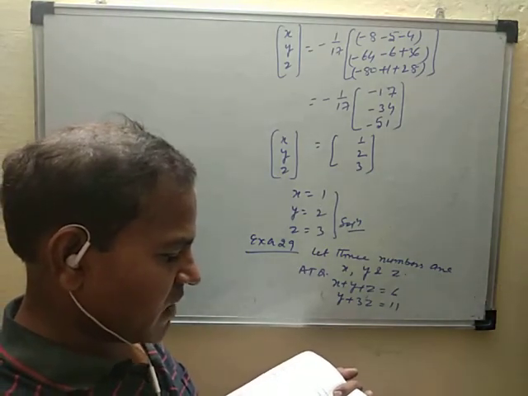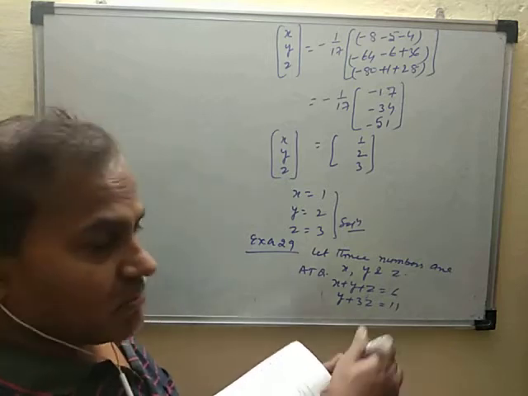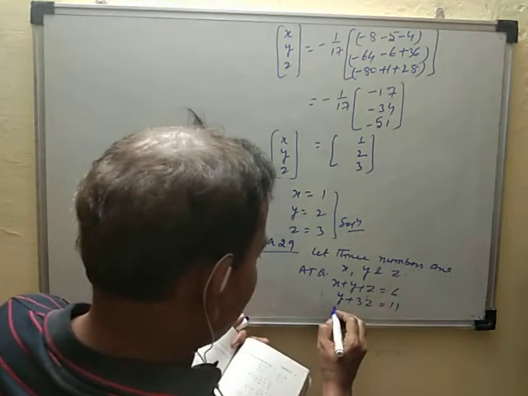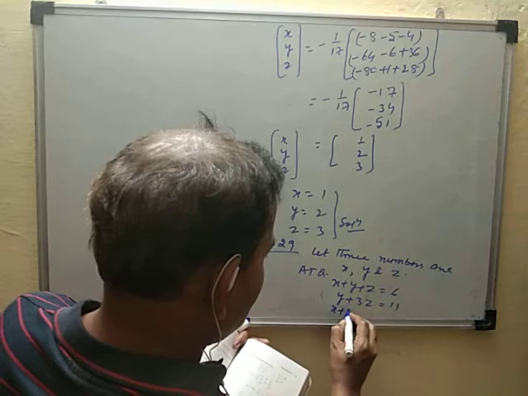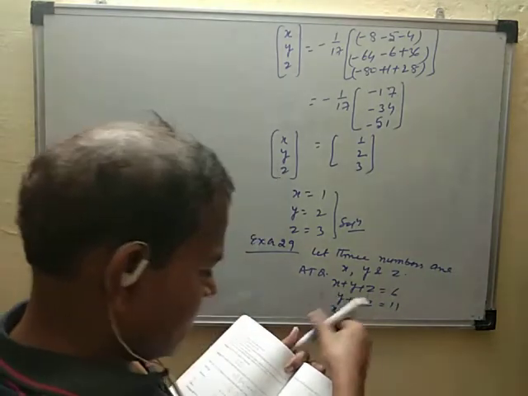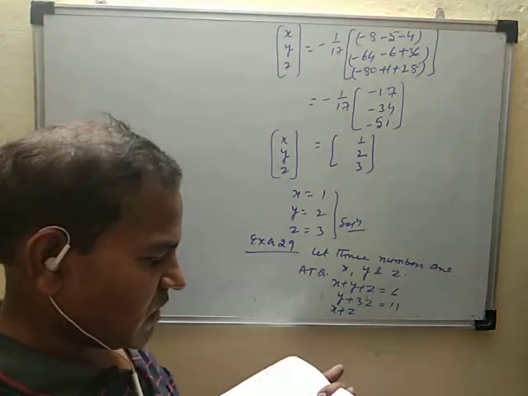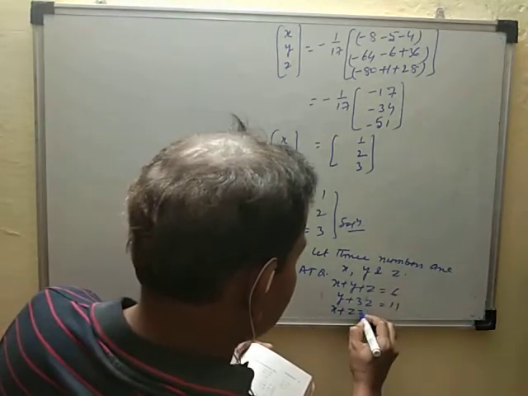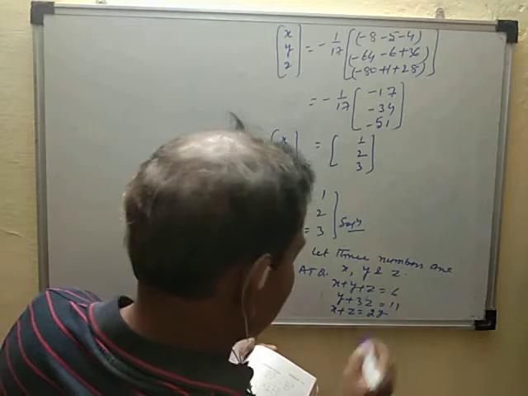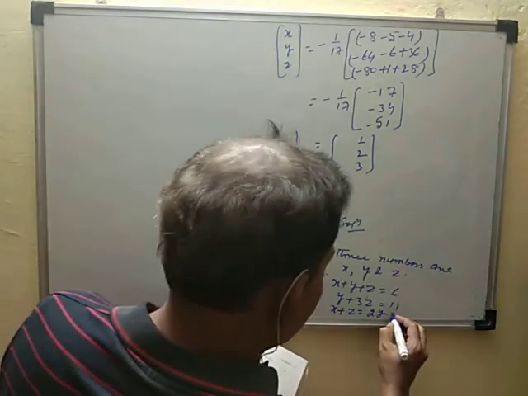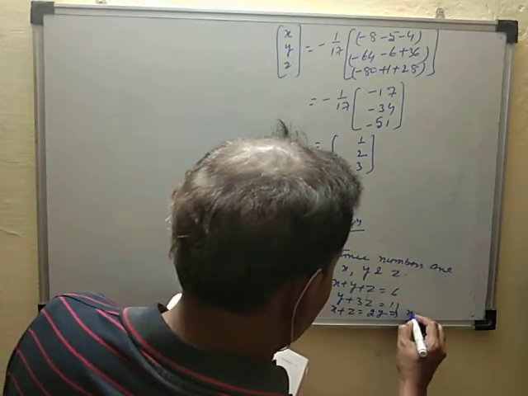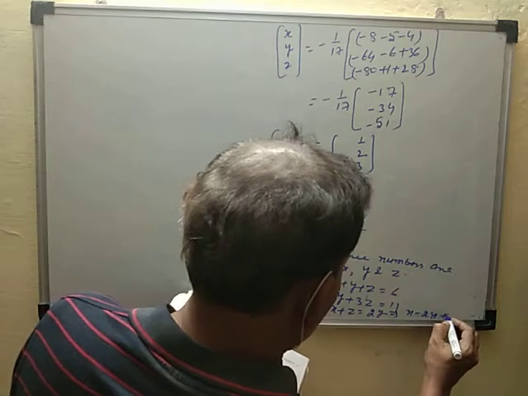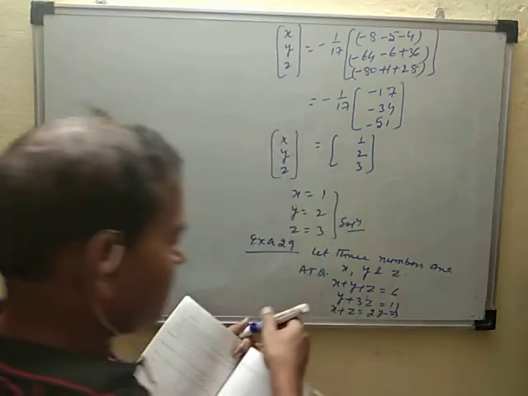Also given, by adding the first number, that is x, and the third number, that is z, we get double of the second number, that is equal to 2y. So this can be written x minus 2y, not enough space here.